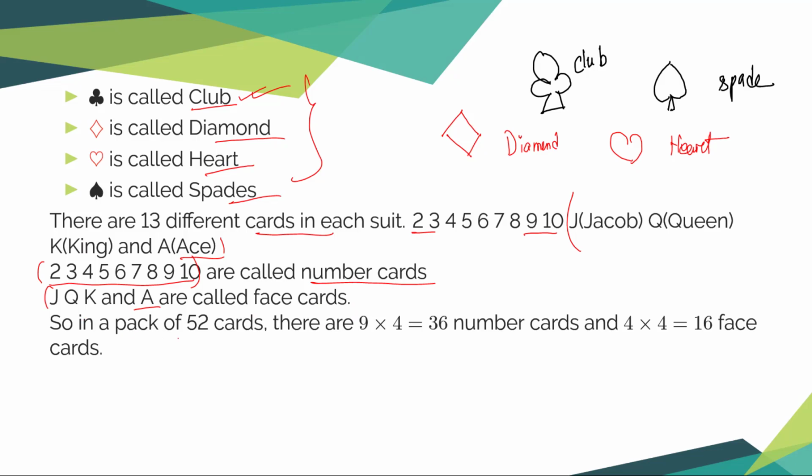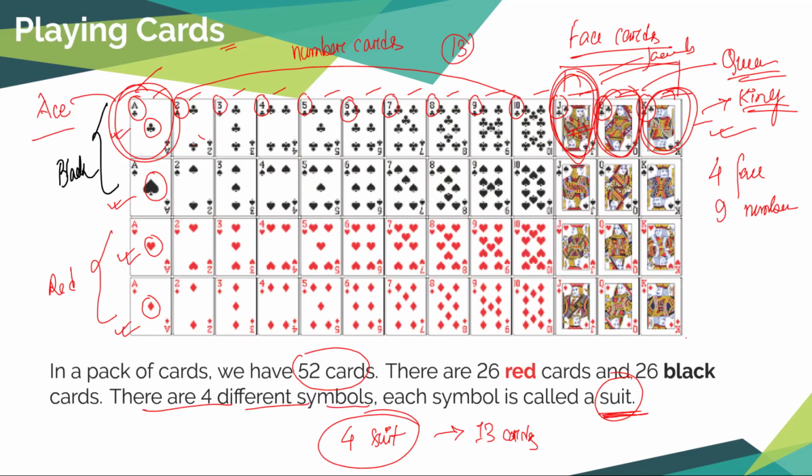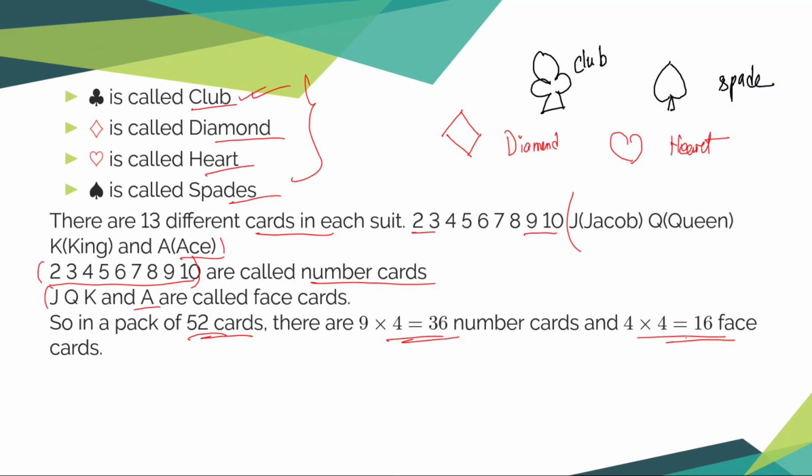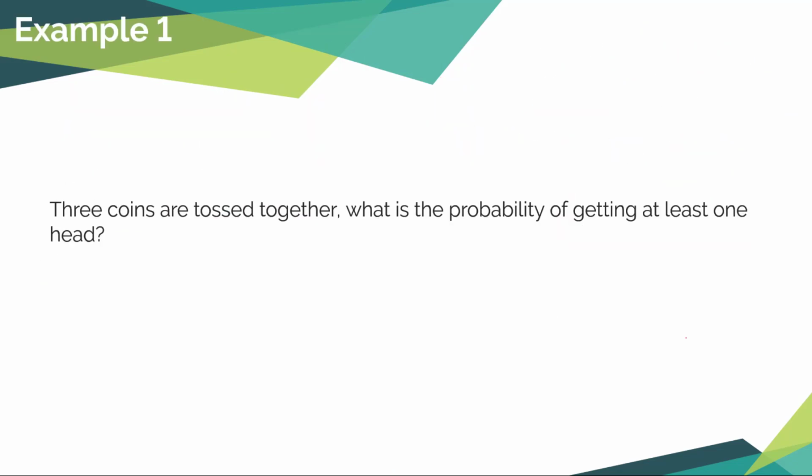So in every pack of cards, which contains 52 cards, there will be 36 number cards and 16 face cards. Now this might be very intimidating at first, but if you look closely or if you do a few numericals based on this, you will be comfortable with problems related to playing cards, right? Now let's do some examples.